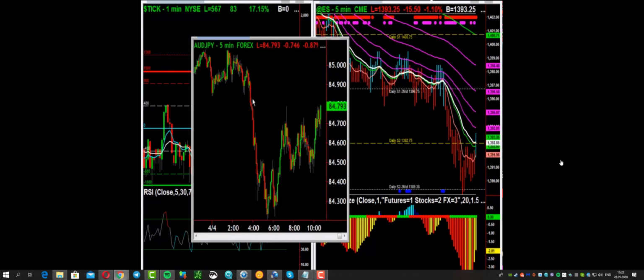Well, remember, Aussie yen, if it's going lower, you're going to see stocks go lower, and if Aussie yen is going higher, you'll see stocks go higher. And you can see Aussie yen here is firming. All right, so it's firming nicely. So guess what? Stocks are firming nicely as well.